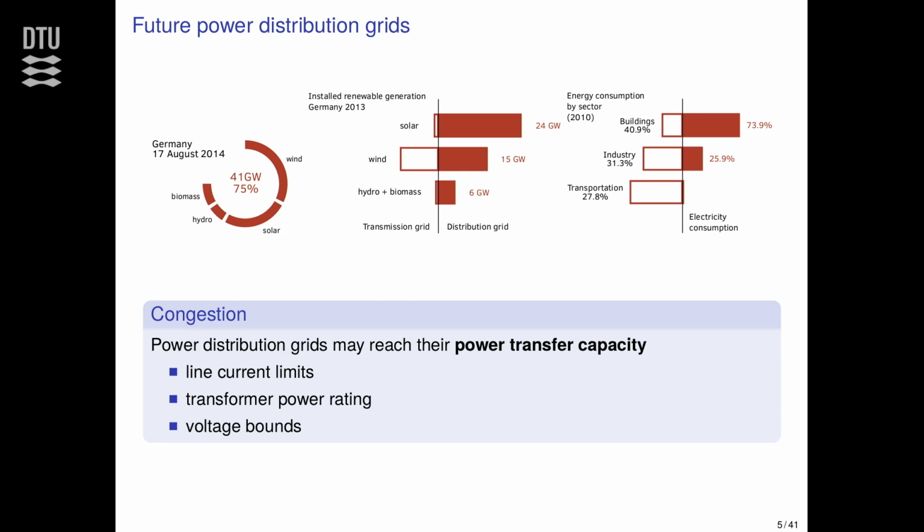Okay, and then to conclude this introduction, this is what I define as congestion in the power distribution grid. Power distribution grids, because of these reasons, may reach their power transfer capacity, which was designed for much smaller loads and for no generation. And the transfer capacity is determined by the limit of the current that a power line can carry, by the rating of the power transformers that connect the distribution grid to the higher voltage grids, and by voltage bounds, because we will see today that power flow affects the voltage and the voltage needs to be bounded.